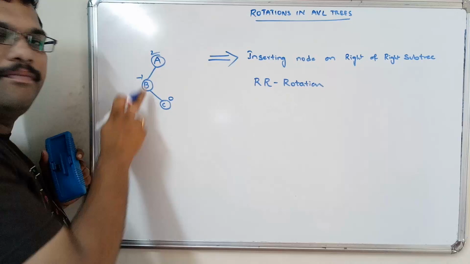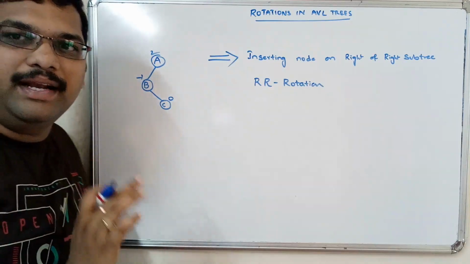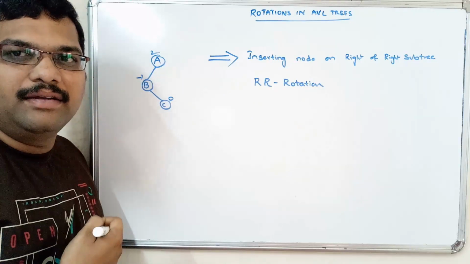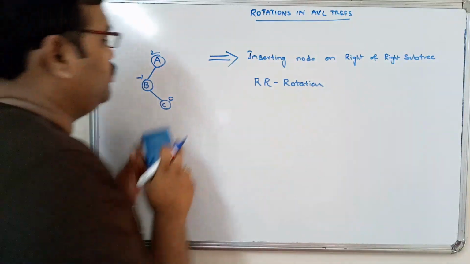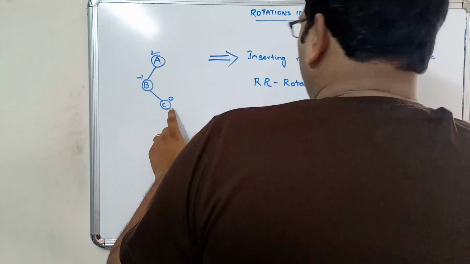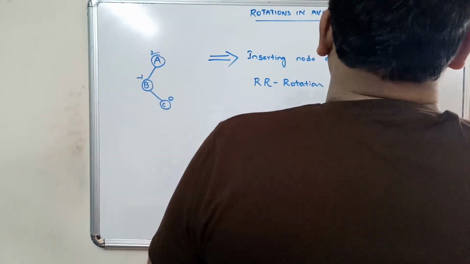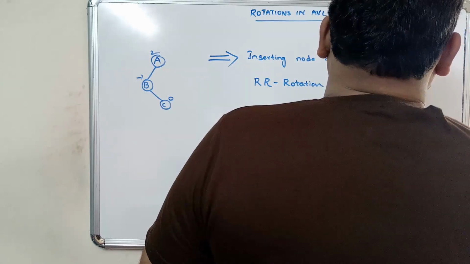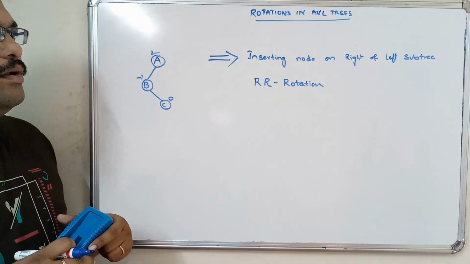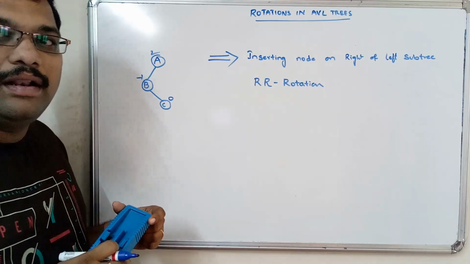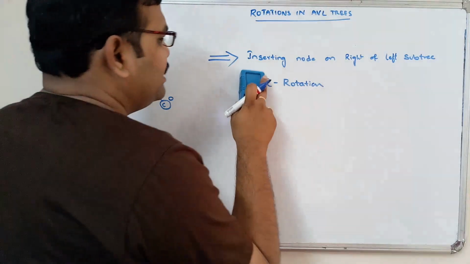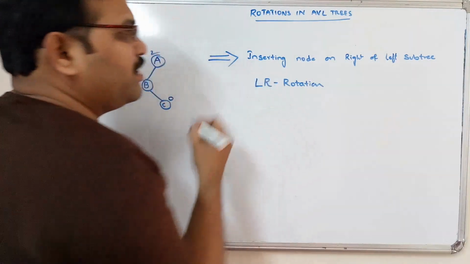So here again, node A violates because it is imbalanced. So now we have to balance it. This happens when inserting a node on the right of the left subtree. Right of left subtree. So this is called LR rotation.